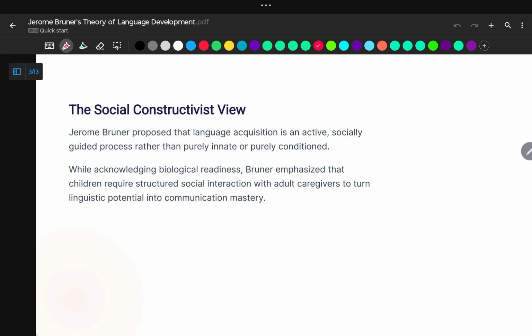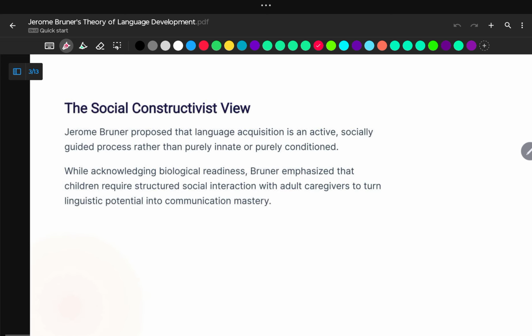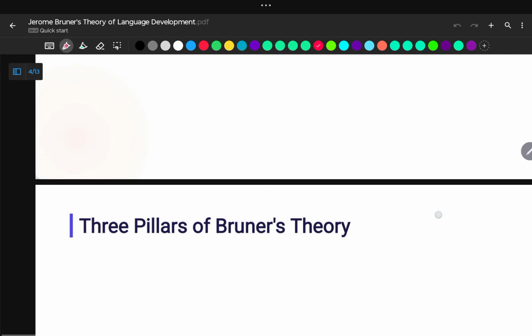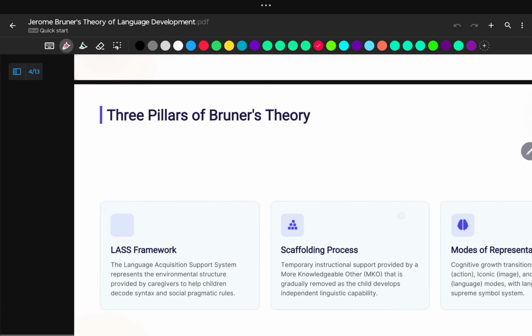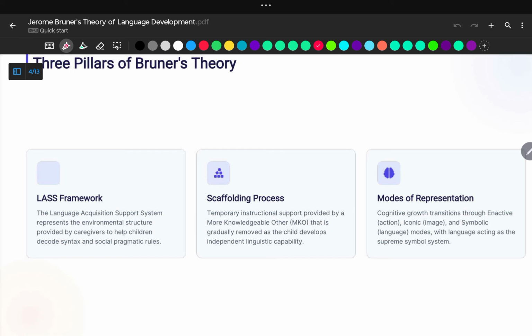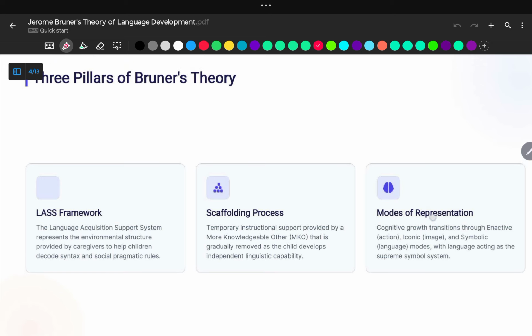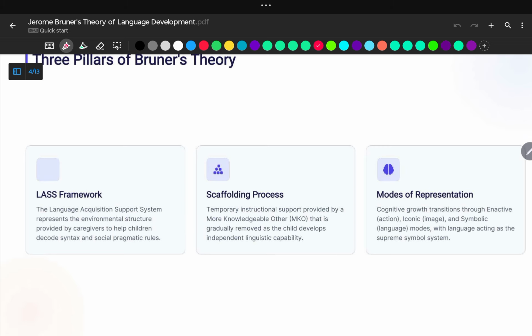And social interaction is a very important component of Jerome Bruner's theory of language development, linguistic potential, and communication mastery. Let's dive into the three pillars of Bruner's theory. The first one is the LASS framework, whose full form is language acquisition support system, the second pillar is the scaffolding process, and the third pillar is modes of representation.